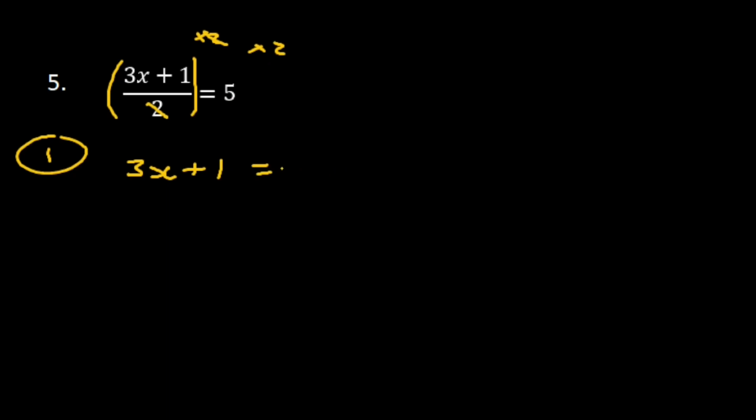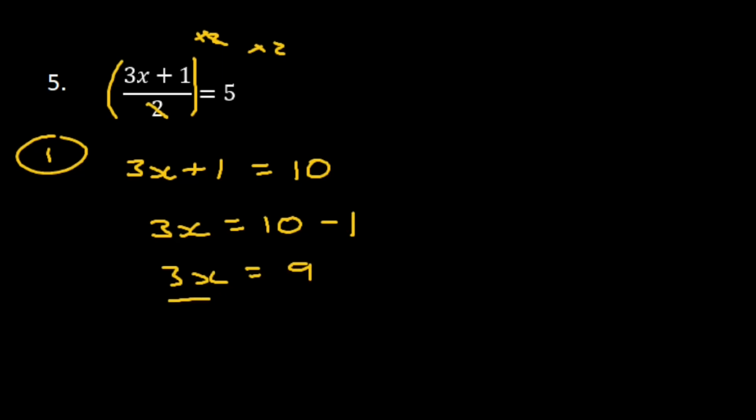5 times 2, 10. Sort out variables and constants. Throw the 1 that side. Minus 1 going over. Rewrite the originals. Minus 1. Now we have a 3x. Make it a 1. We can divide with 3 on this side.